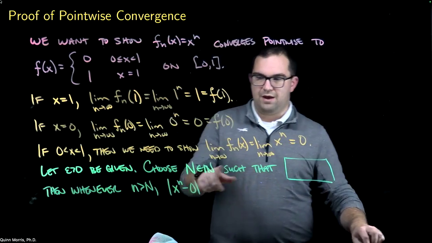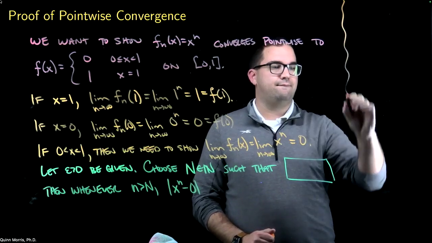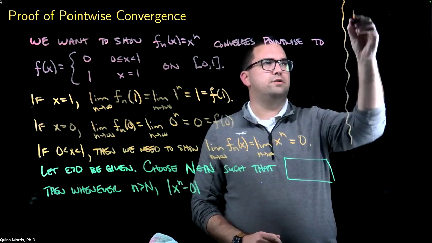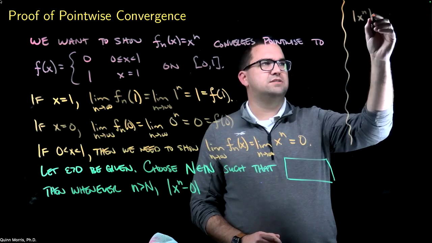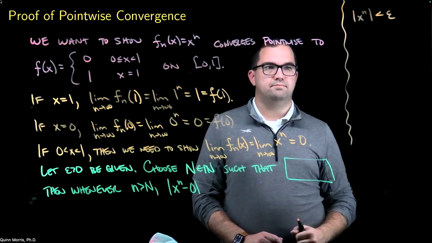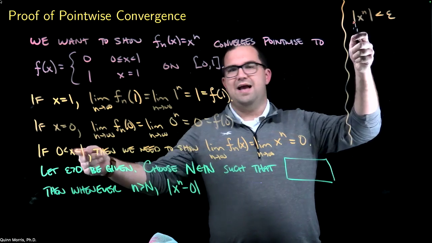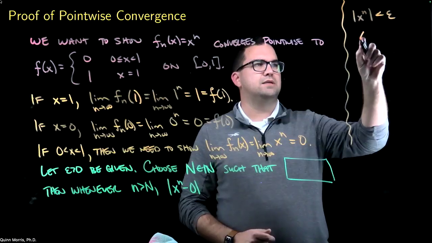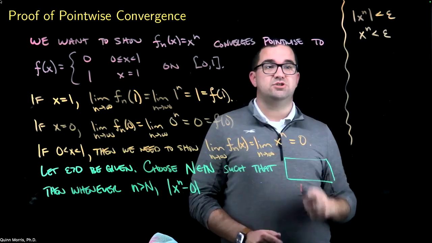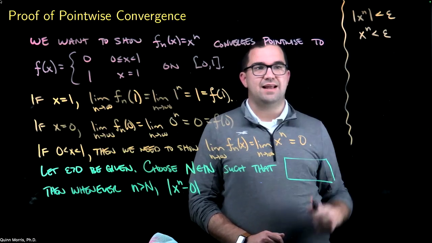Now, to figure out how I'm going to choose this capital N, I'm going to come over here to the side, give myself a little space, and say I want the absolute value of x to the n minus 0 to be less than epsilon. Now I can drop the absolute values because here x is between 0 and 1, so this is always positive. So I just want x to the n to be less than epsilon. I'm trying to figure out what condition I need on n in order to make sure this is satisfied.